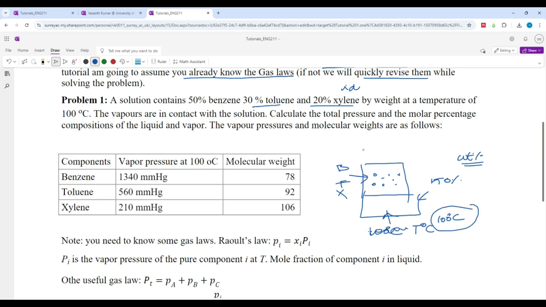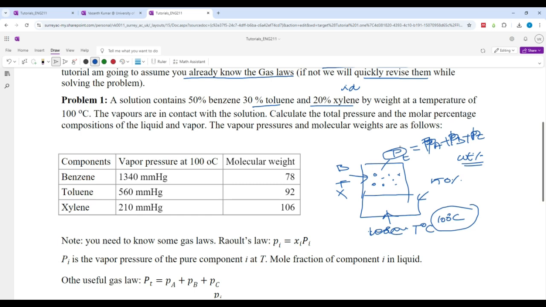If you put a pressure probe, it will read something called P, or PT maybe. PT means total pressure. This total pressure is contributed by three different molecules: benzene, toluene, and xylene. So it should be the sum of the gas pressures exerted by these three components. Let it be pA plus pB plus pC. These are small p's, not capital P's.